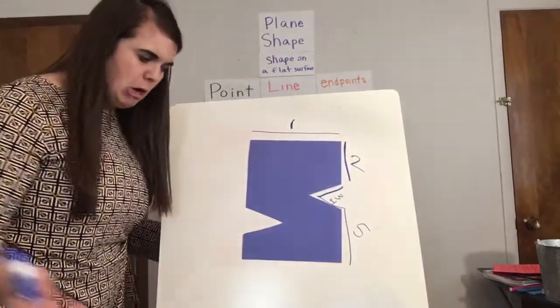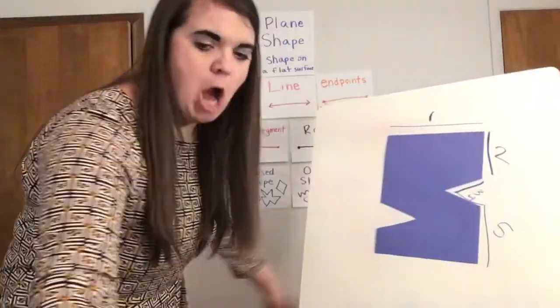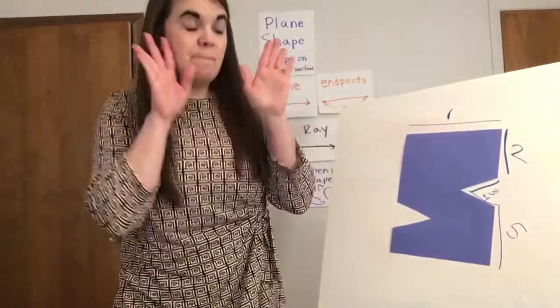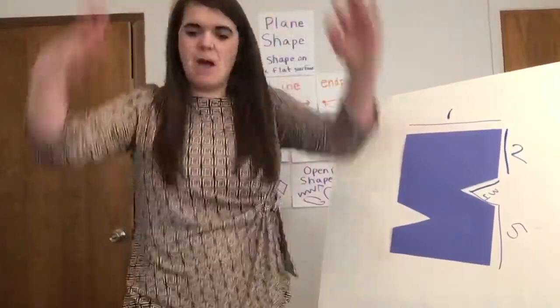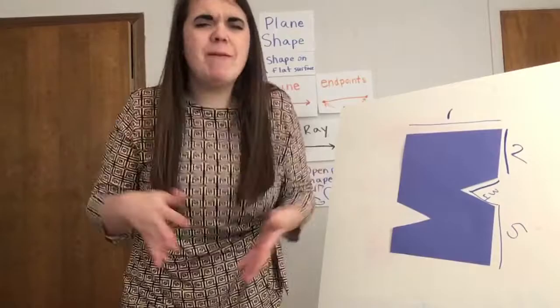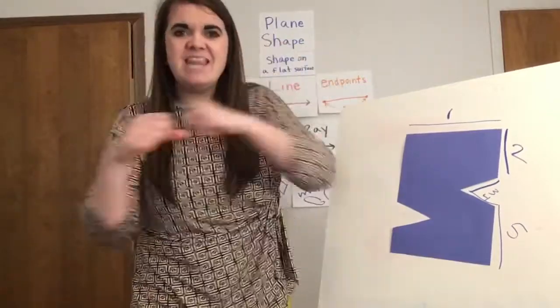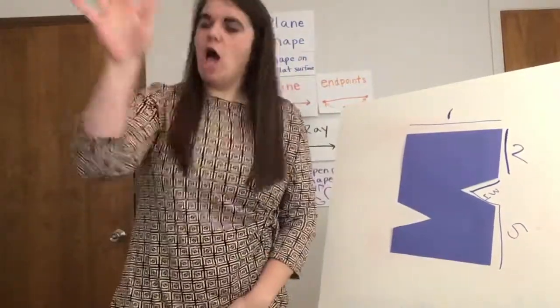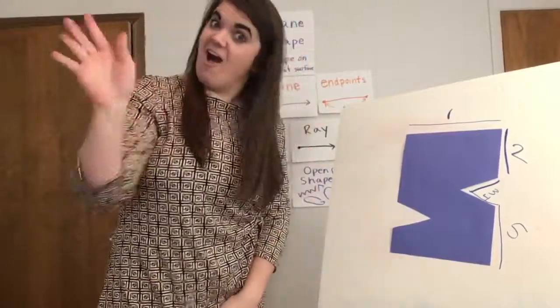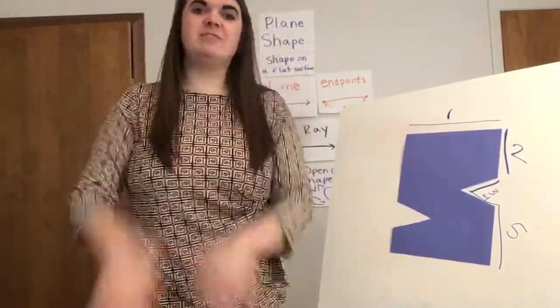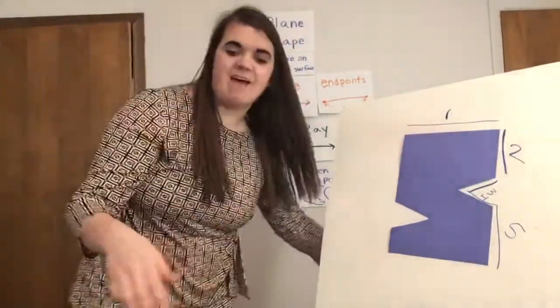The perimeter? What is the perimeter? The perimeter is when I add all the sides together. All the sides together. Okay, so the perimeter is the outside edge.